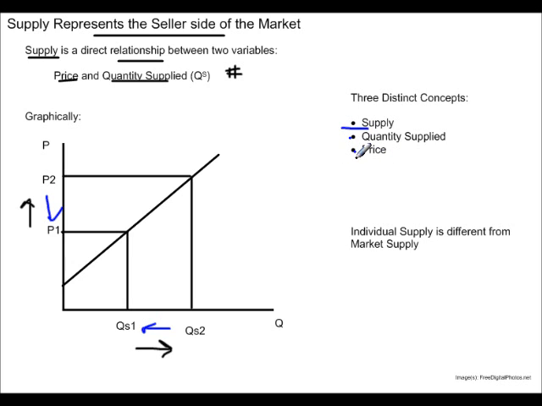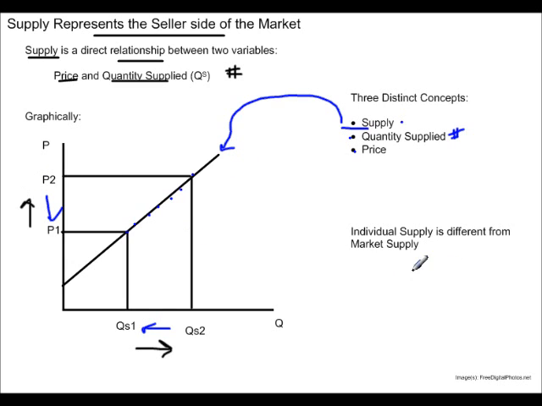Prices are the price involved in the transaction, the dollars that are exchanged. Quantity supplied, that's counting up the number of units. And the term supply, whenever we use the term supply, we're referring to this line here, which is composed of a number of different combinations of price and quantity supplied. There is a direct relationship between those two variables.